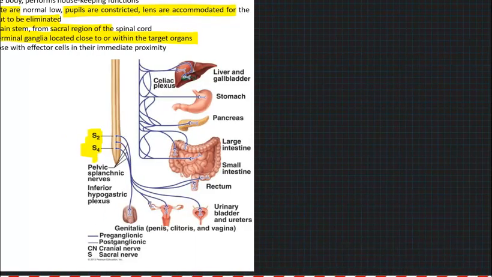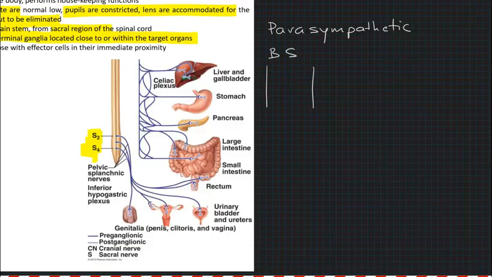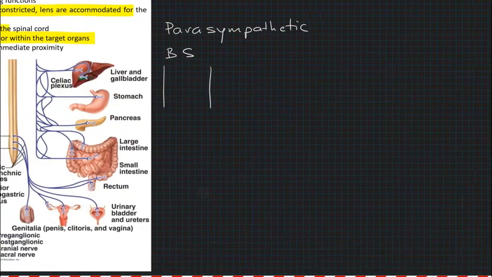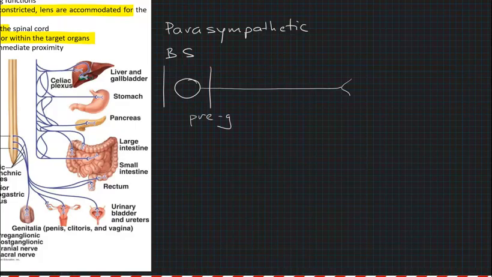Let me give you a picture, all right? So this is something that I strongly encourage you to do. Just draw it from time to time. So this is your parasympathetic. So let's say this is brainstem. Or it can be sacral region of the spinal cord. It doesn't matter. Okay, so this is your preganglionic neuron. Okay, make sense? So it synapses with a postganglionic neuron.